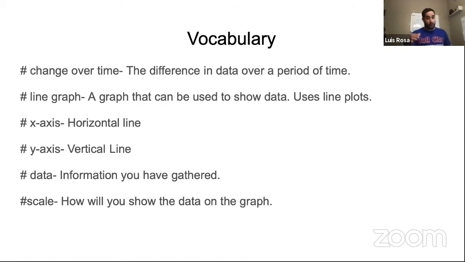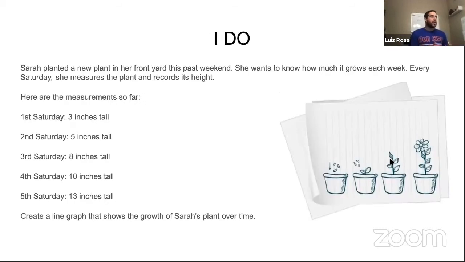You can also do counting by ones, you can do counting by fives, you can do counting by tens. It all depends on the data that you have collected. So you have to make sure you are thinking about the data when you're creating your scale. So let's go ahead and go to the first word problem. For this one, I want you guys to listen first, and then with me, you're going to be working on your graph. So Sarah planted a new plant in her front yard.